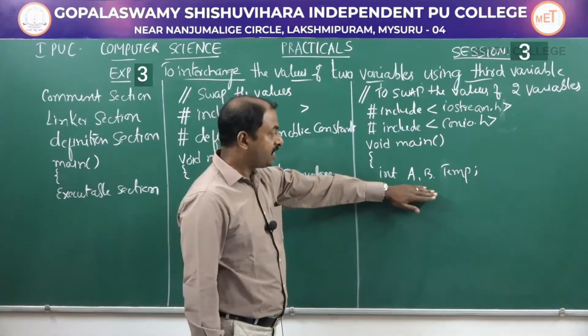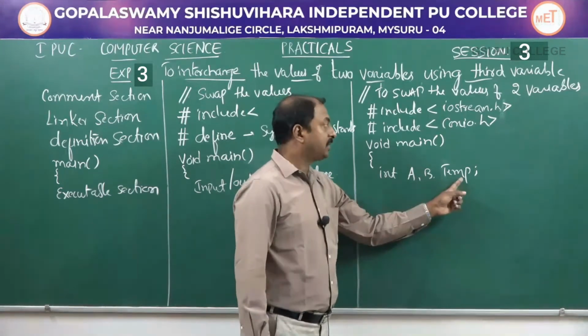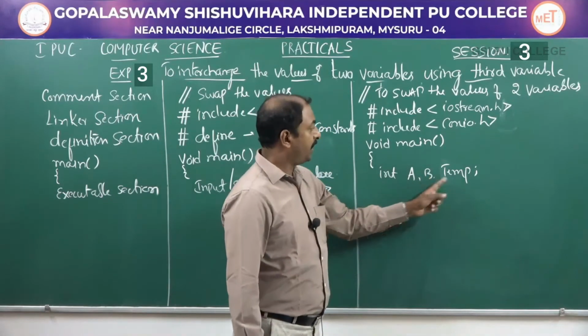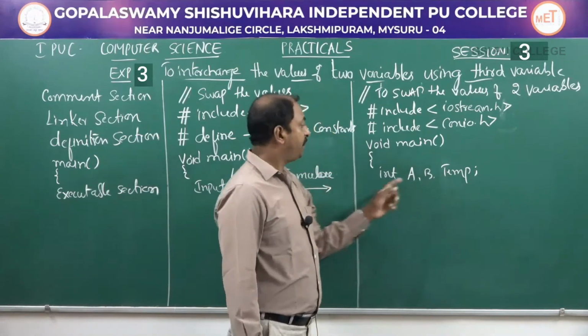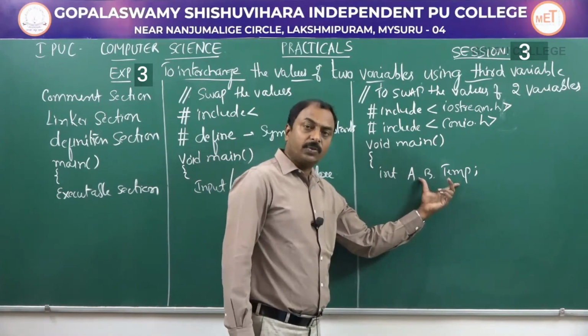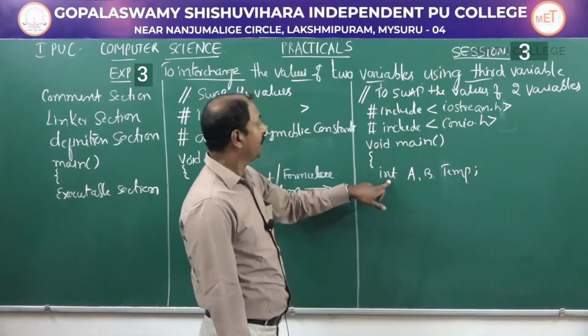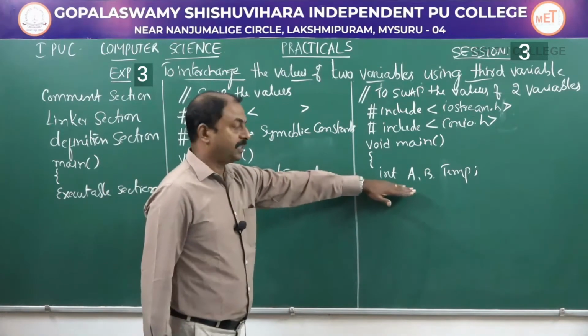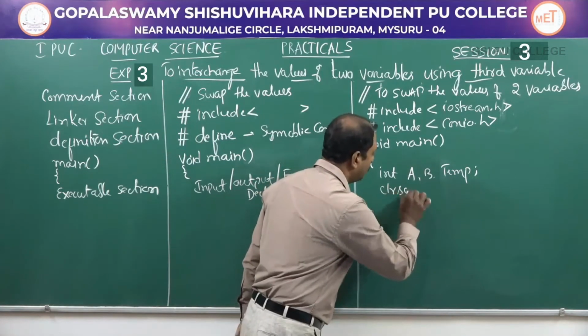Declaration section is saying that we are using these many variables. In this example, a, b and temp are the variables, and they are of the type integer. It means these variables store values of the data type int, meaning whole numbers. So this is declaration section. After declaration section, clear screen function.